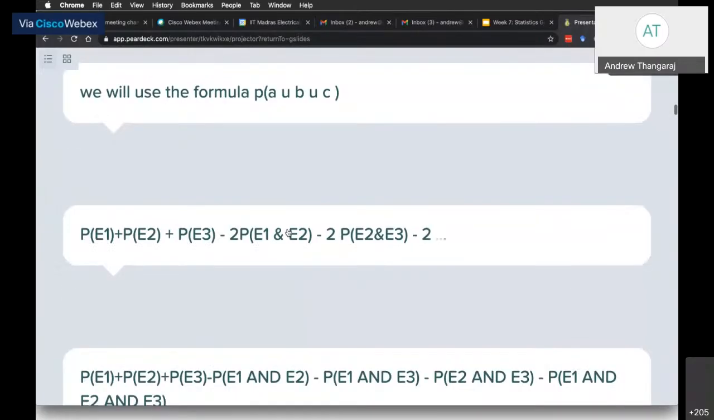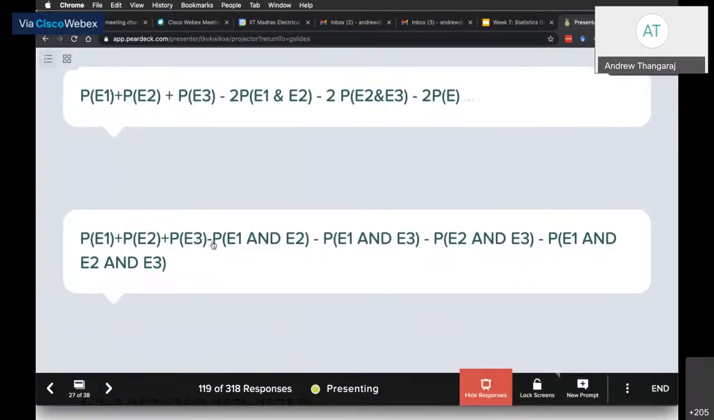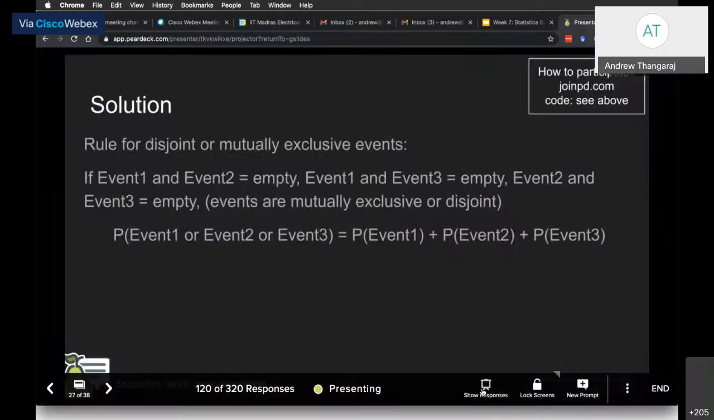Anyway, there is a formula for it. There is a rule for it. I think this person has come closest to the rule, but the final minus is a plus. Whoever gave this response, the final minus is actually a plus. You do a minus for the pairwise intersections and then finally you put a plus for the all-3 intersection. So good. There is a rule for handling 3 intersections.